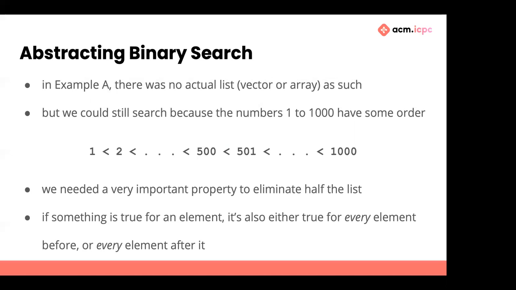So this order is just the order of the integers. And that allowed us to eliminate all those elements because we were looking, in this case, exactly for 278. So we could eliminate all those elements for which it was unequal.